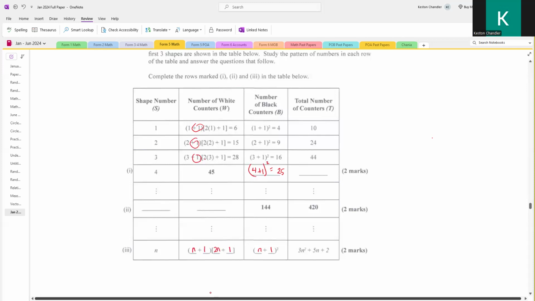Right. And then look at what happened here. 6 plus 4 is giving me 10. 15 plus 9 is giving me 24. 28 plus 16 is giving me 44. So 45 and 25 will give me 70. Yeah? Everybody right to that?